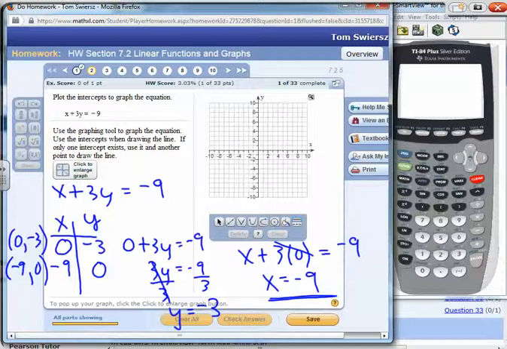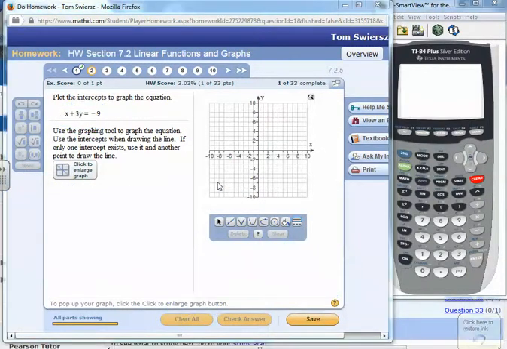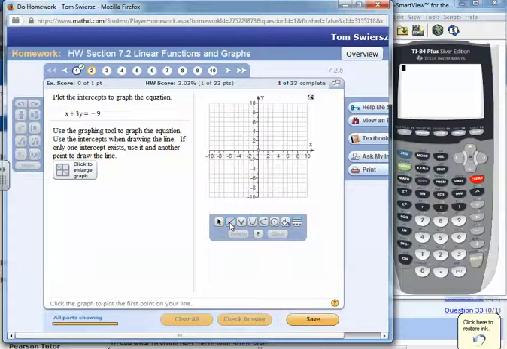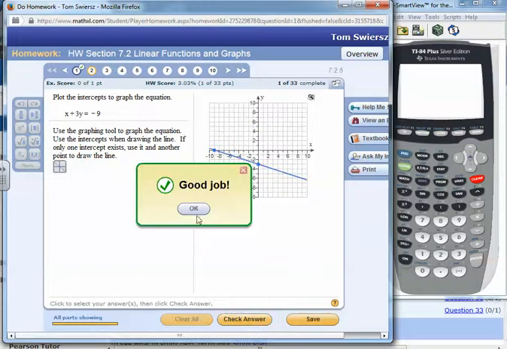Plot those 2 points with the line tool, because we know it's a linear equation. x and y are both to the first power, so it's a line. So we'll go ahead and plot those 2 points with the line tool. Okay, so I picked the line tool. The first point was 0, negative 3, which is right there. The second point is negative 9, 0, which is right there. And we've got our answer.